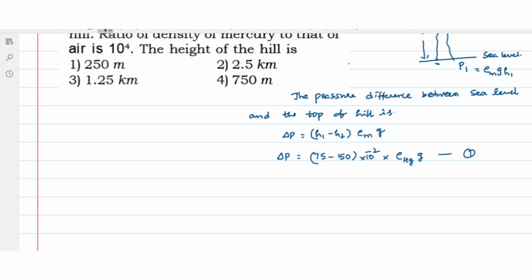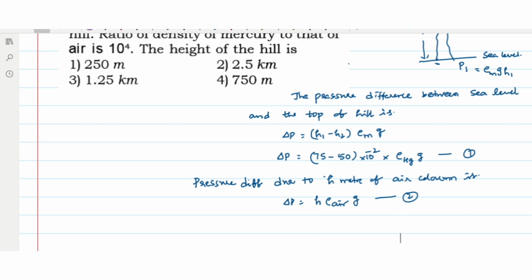Here, this pressure difference due to height H is due to the air column. Let us take the pressure difference due to H meters of air column. So delta P due to the air column, when you are talking about the pressure difference, is H into the density of the air into g.